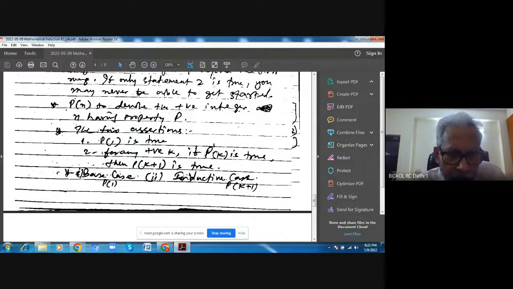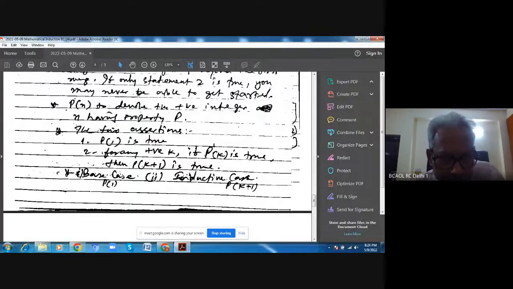Basically the first step, when I consider 1 in place of n, that is step 1. Step 1 is normally called the base case, just the foundation portion. And the second is the inductive case. When you are putting k, then k plus 1, these are all inductive. You are inducting something, so that is the inductive case.